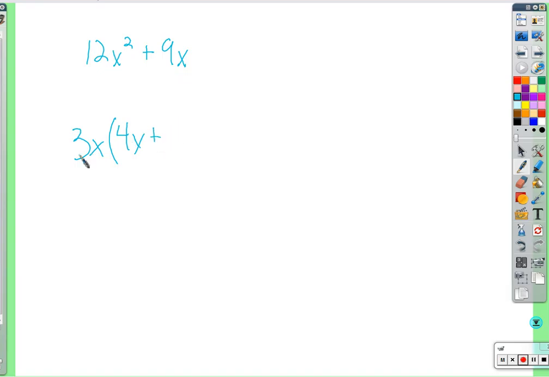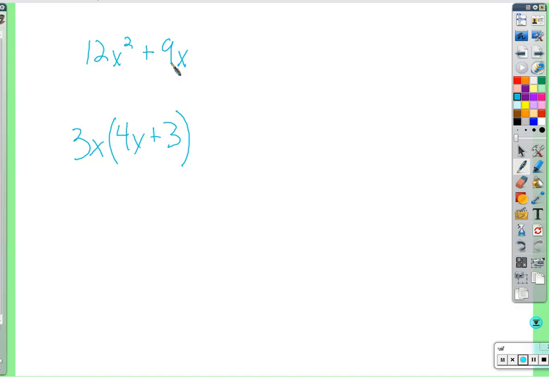What can we put here? So the 3x times this is 9x. Just the number 3. And then we double check it. 3x times 4x, 12x squared. 3x times 3, 9x. So we are looking for the most stuff, the biggest factor that we can pull out, the greatest common factor. It's the same thing we're looking for when we simplify fractions, like I said.